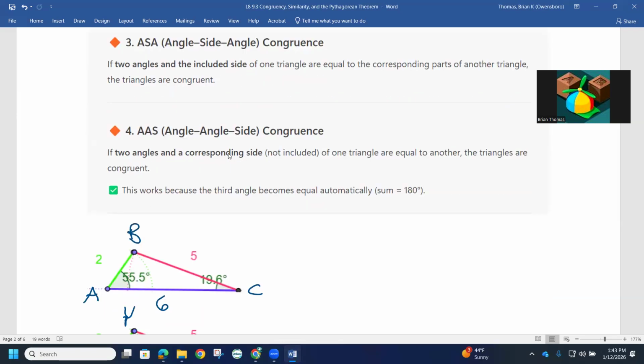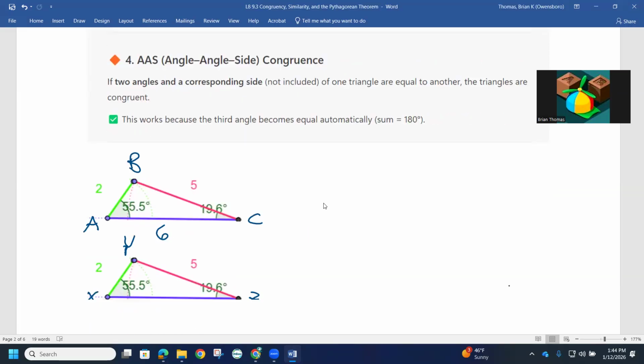And then there's the angle angle side theorem. If two corresponding angles are equal, and just another side that's not included, that will be enough to generate congruent triangles. One of the things they talk about here is that the third angle is going to automatically be equal, since the angles add up to 180 degrees, which then makes the side the included side because that third angle is there.